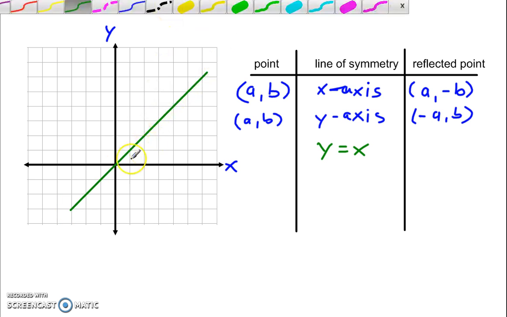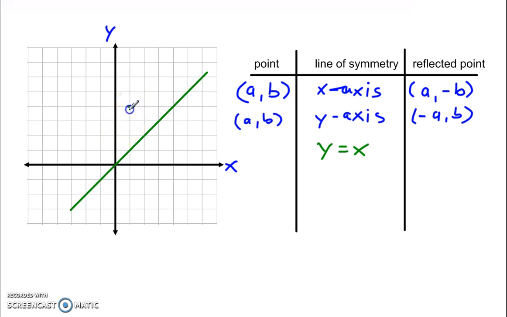Right? Y is equal to x. So when x is 1, y is 1. When x is 2, y is 2. If I reflect across this line, say I have a point right here. I want to reflect that point across this line, I have to make a perpendicular line and then go the same distance on the other side.